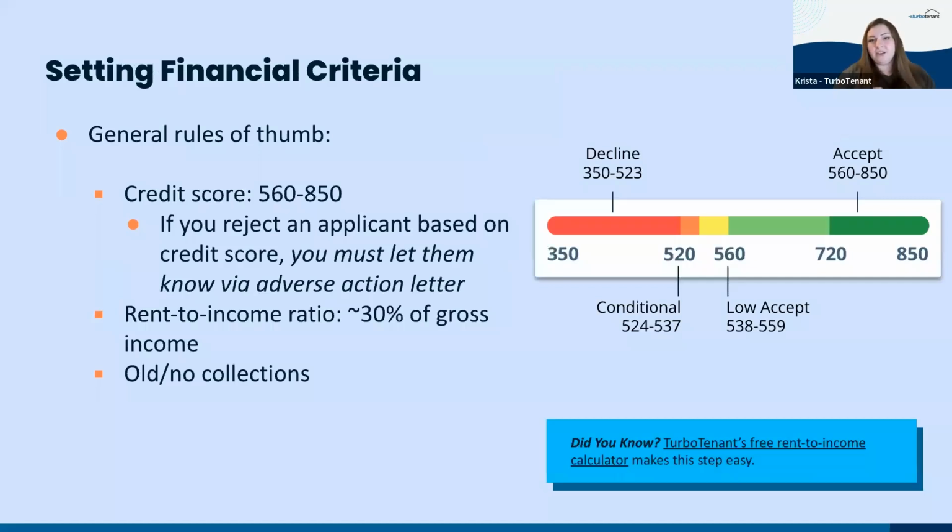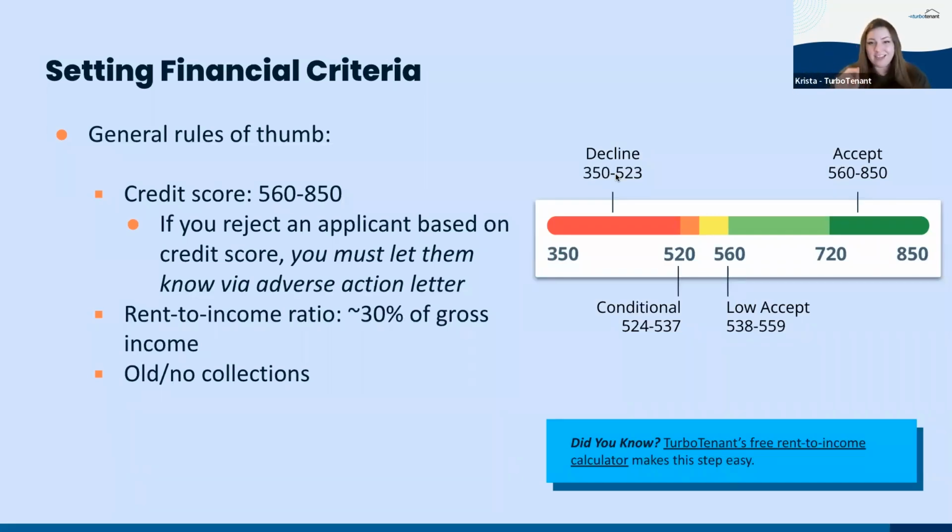When it comes to financial criteria, we have some general rules of thumb that most landlords follow. If this doesn't align for you, that's okay. Feel free to tell us what you do in the chat. But by and large, a good credit score is typically 560 to 850 when it comes to applying for rentals. You can see here, similar to a stoplight system where red is pause or stop, yellow is ask more questions, and green, of course, is go ahead.